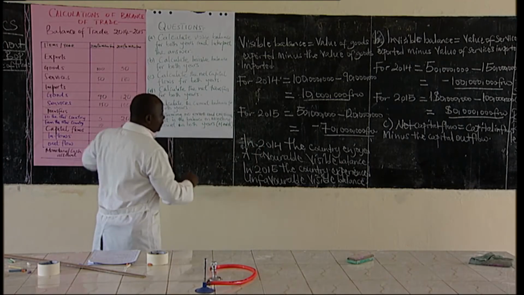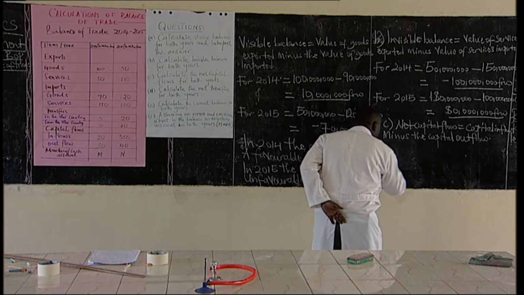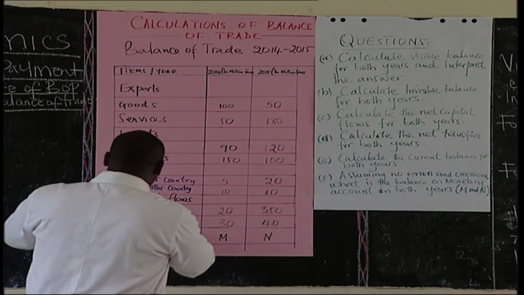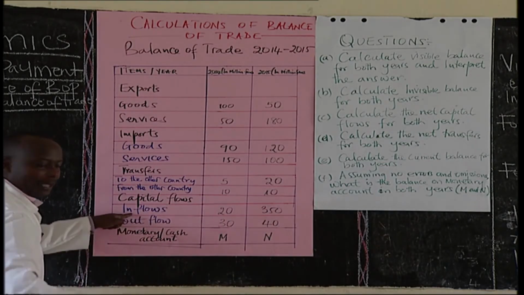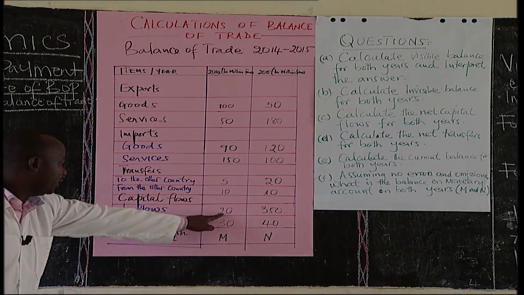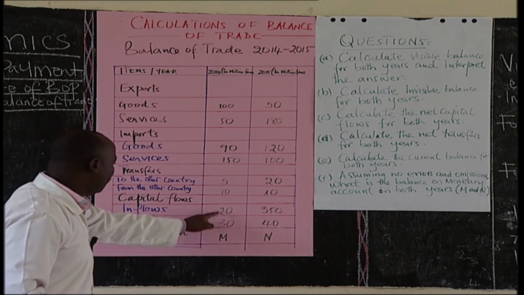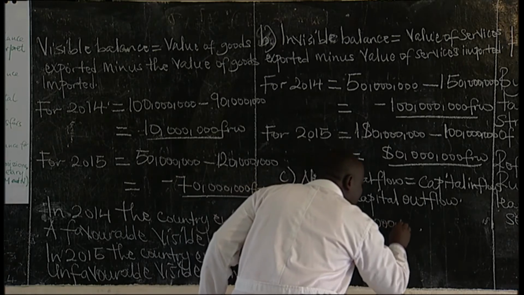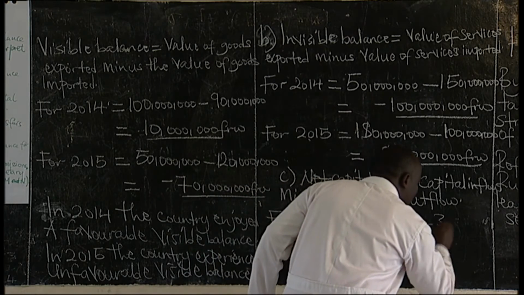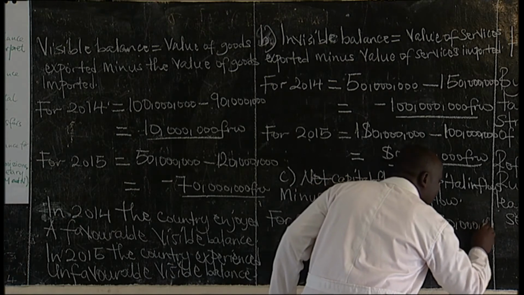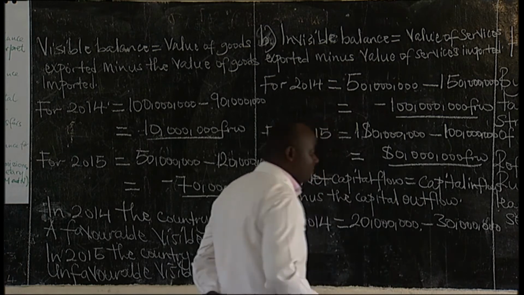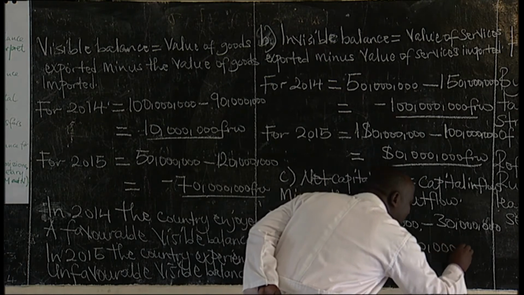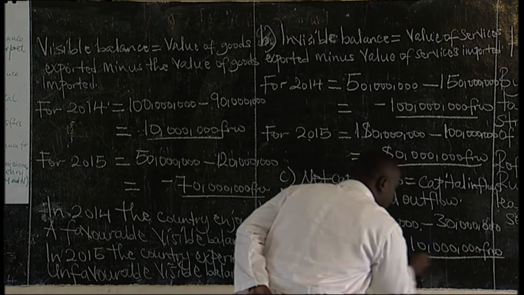Now, capital inflows for 2014. For 2014, what was the capital inflow? These are capital flows. In 2014, the capital inflow is 20 million minus 30 million. It is inflow minus outflow. We subtract 30 million. When you get 20 million minus 30 million, we shall get negative 10 million francs.